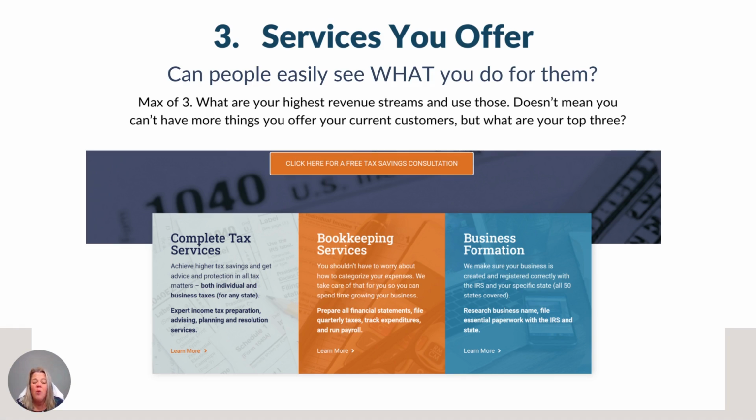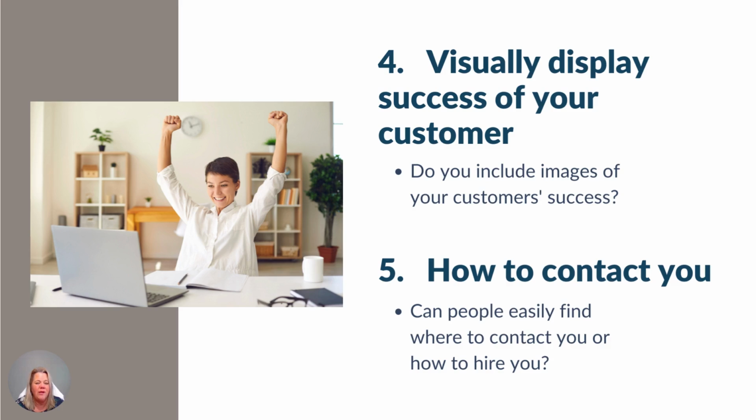Then make sure somewhere on your website, it doesn't have to be your homepage, make sure that people can easily see what services you offer. What do you do for people? You want to have a maximum of 3. So what are your highest revenue streams and use those? It doesn't mean you can't have more things that you offer in your business or that you offer to your current customers, but on your website, list your top 3.